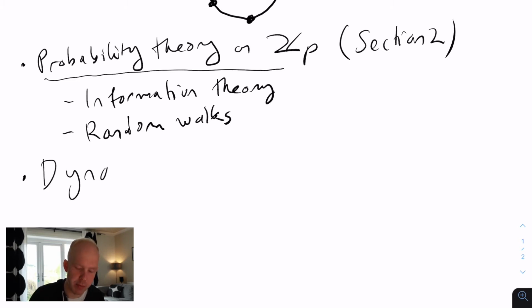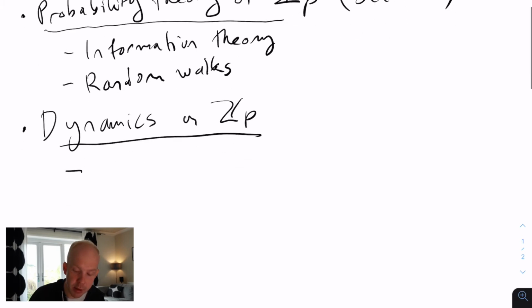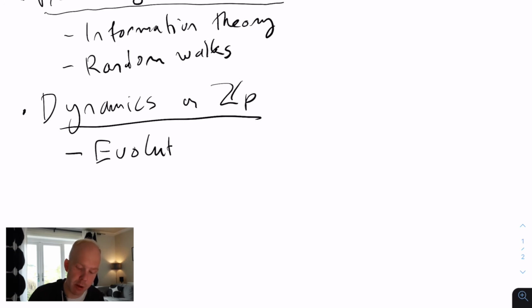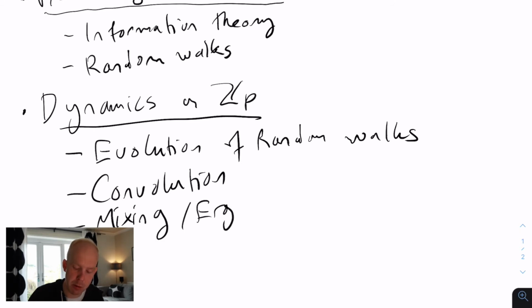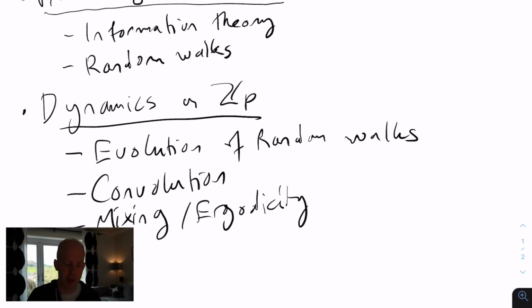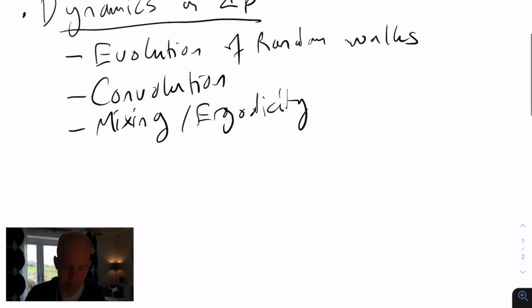So we will talk about dynamics on ZP, where the basic topic is the evolution of random walks. We will have notions like convolution, mixing, and ergodicity. These are fundamental notions in this world of random walks and dynamics, something you see a lot in this theory, but we will have to think about this more.